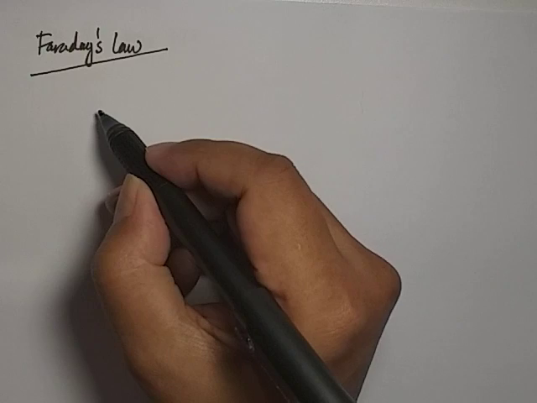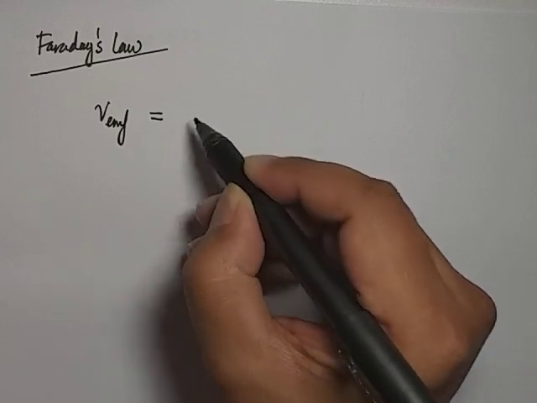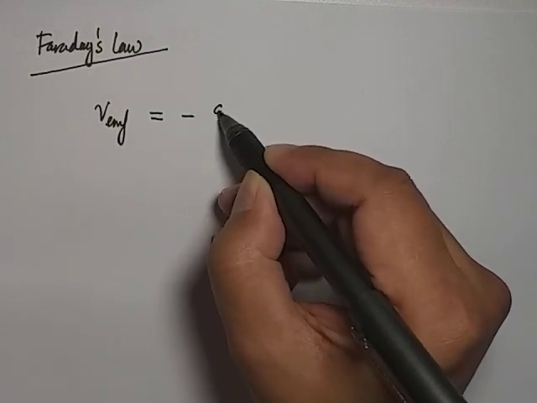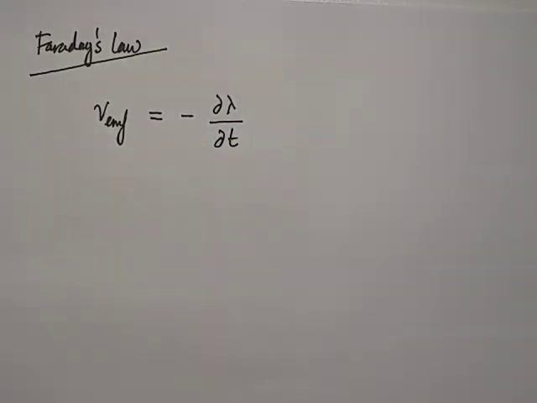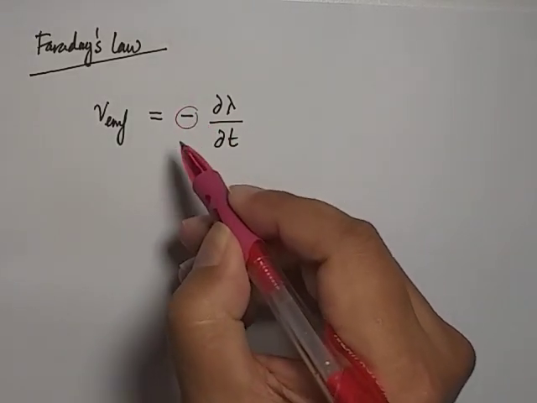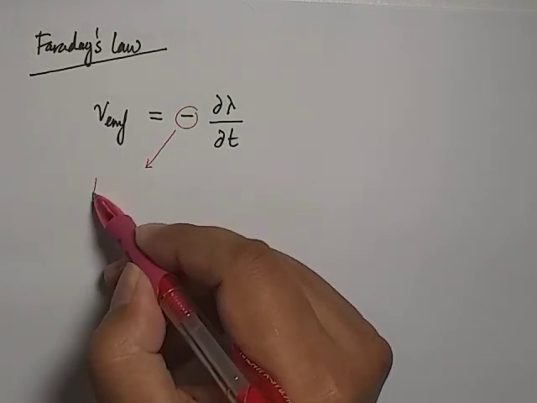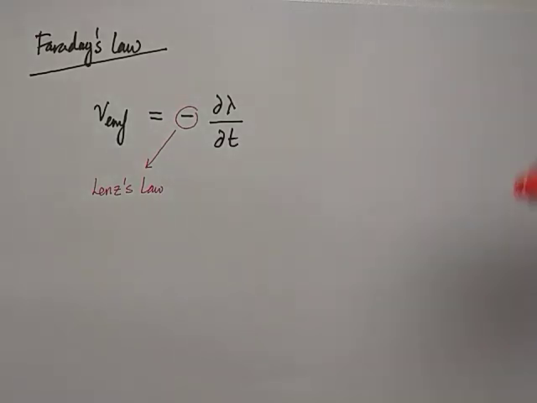So remember, when we talk about Faraday's law based on the experiment done by Faraday, he concluded that VEMF is equal to minus the flux linkage over dt. And the negative sign in this equation is due to what is known as Lenz's law. So that is why the negative notation appears in Faraday's law equation.